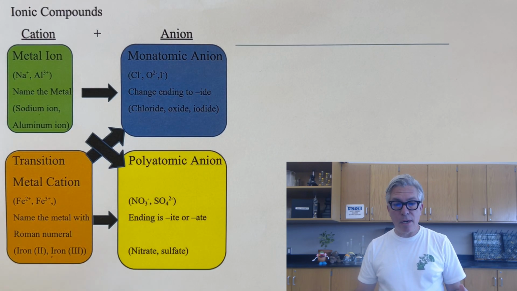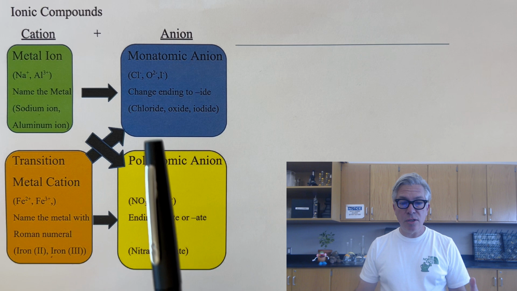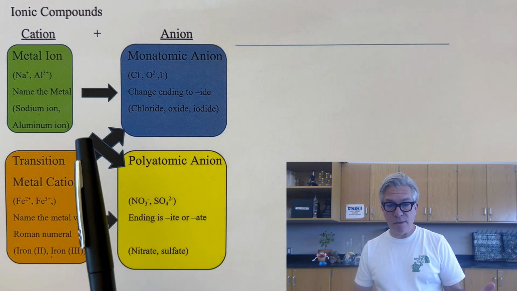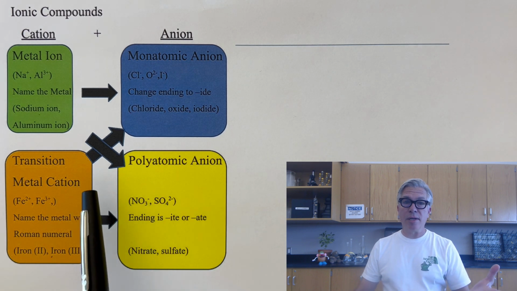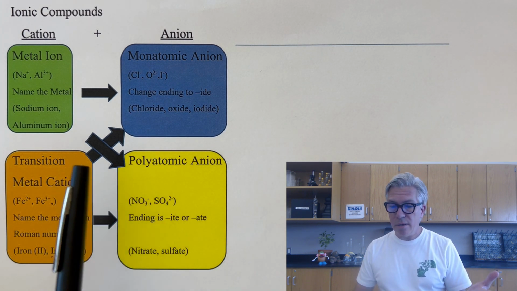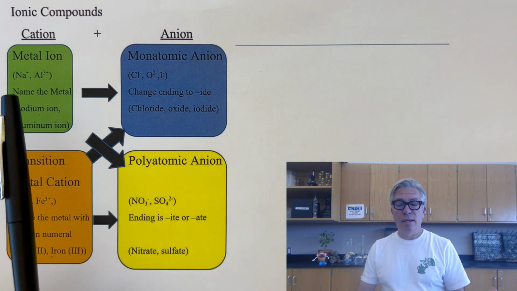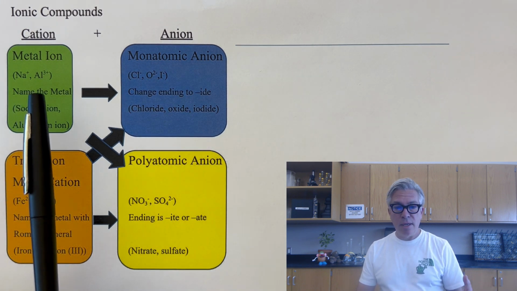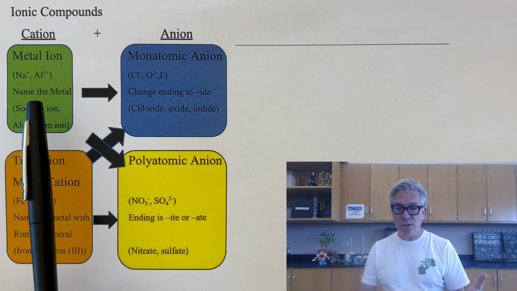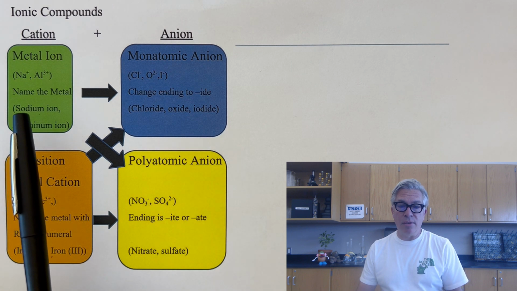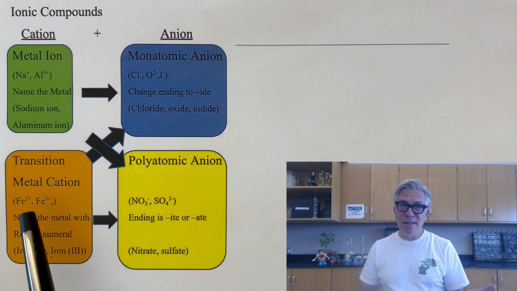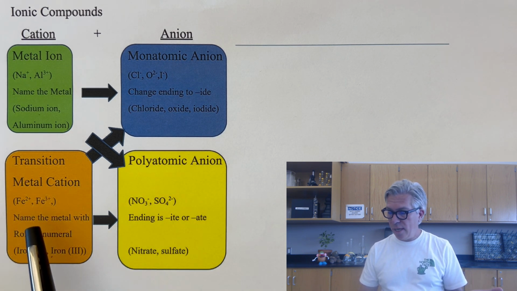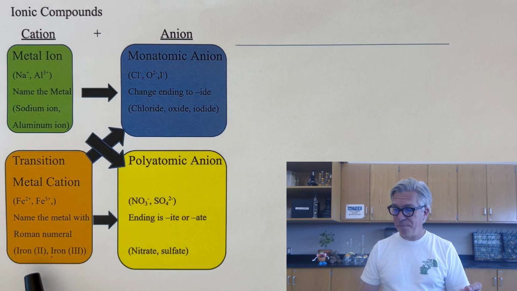In order to name compounds properly, we need to know the names of the ions themselves that are making up the compound. And there are 4 different types of ions. If you've been following along, you know this. There are some regular metal ions, like sodium and aluminum. They only have one possible charge, and so we're just going to name those as the metal that they are. We're not going to change any endings to it. Transition metals need a little extra special care because they have more than one possible charge, and they get named with a Roman numeral.